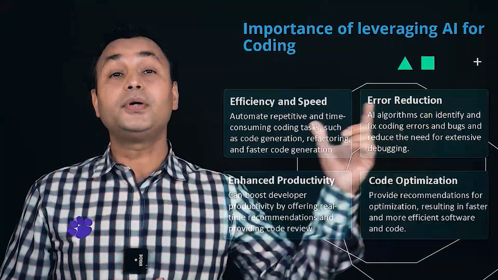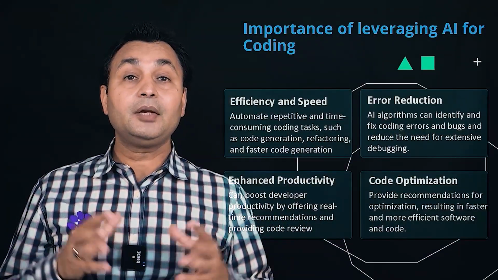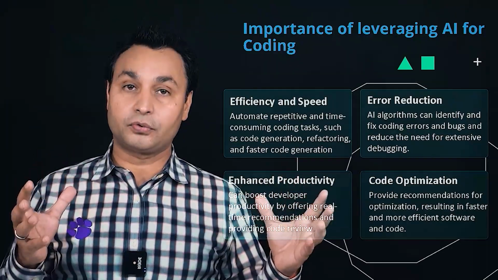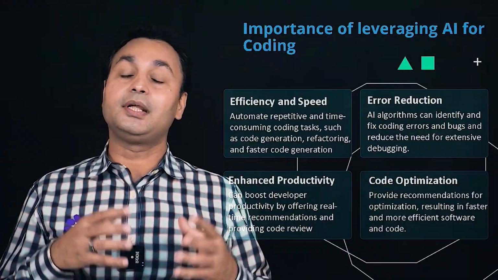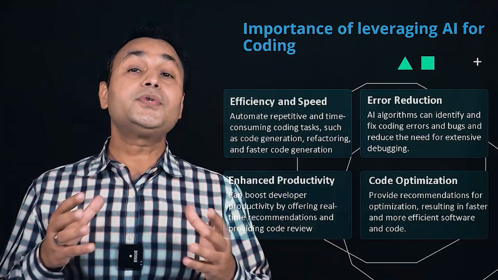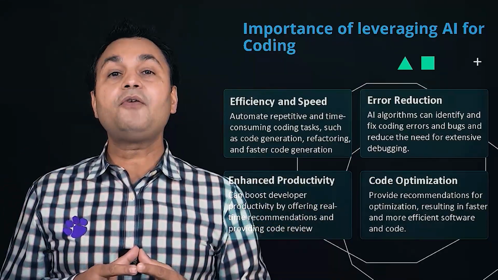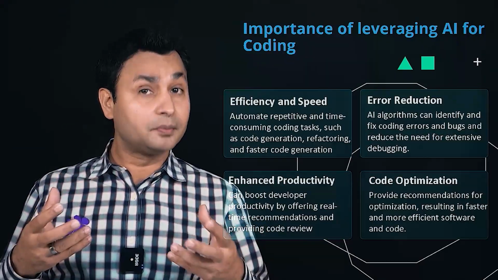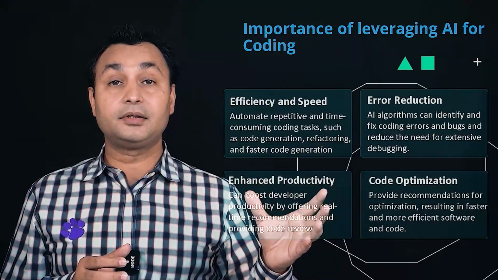Second, it leads to error reduction. An AI or ChatGPT type of platform can help identify bugs or errors in the code and help you fix those errors. So that's another prime area where you can leverage ChatGPT and AI for coding purposes. Third is enhanced productivity. If you use AI or ChatGPT tools, you can boost developers' productivity by offering real-time recommendations and providing code reviews. You can provide some comments about the code, and AI tools can do that, and that typically helps in enhancing productivity.